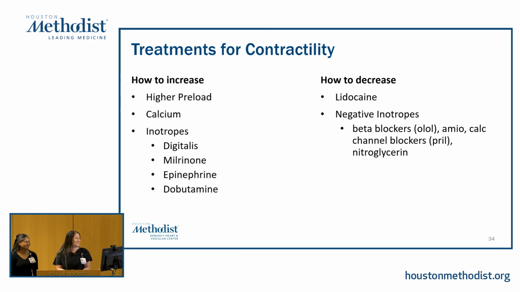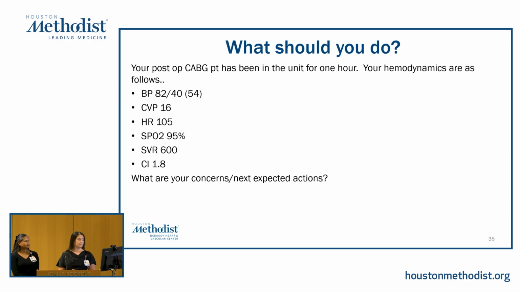Okay. So how would we increase our contractility? We pump up the tank, right? We give ourselves a higher preload. We can give calcium or inotropes like DIG, milrinone, epi, or dobutamine. How would we decrease it? Medication-wise, right? Lidocaine, or inotropes like beta blockers, amio, calcium channel blockers, or nitroglycerin.